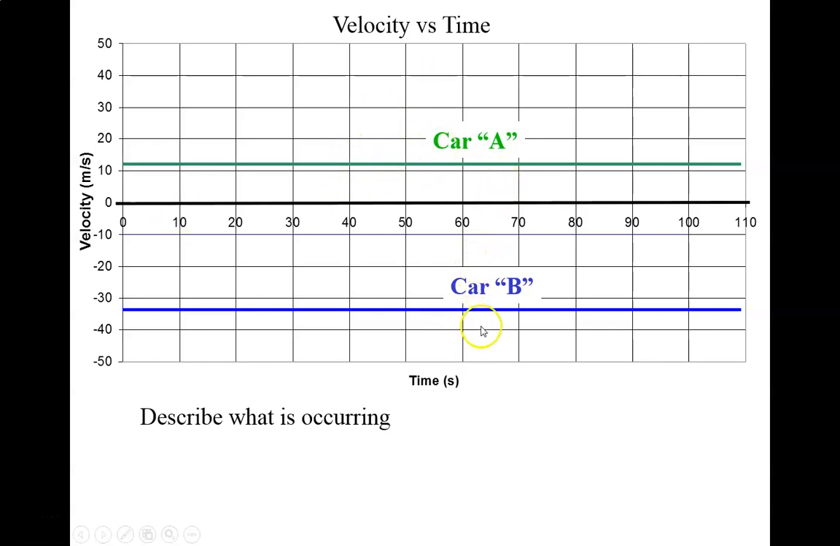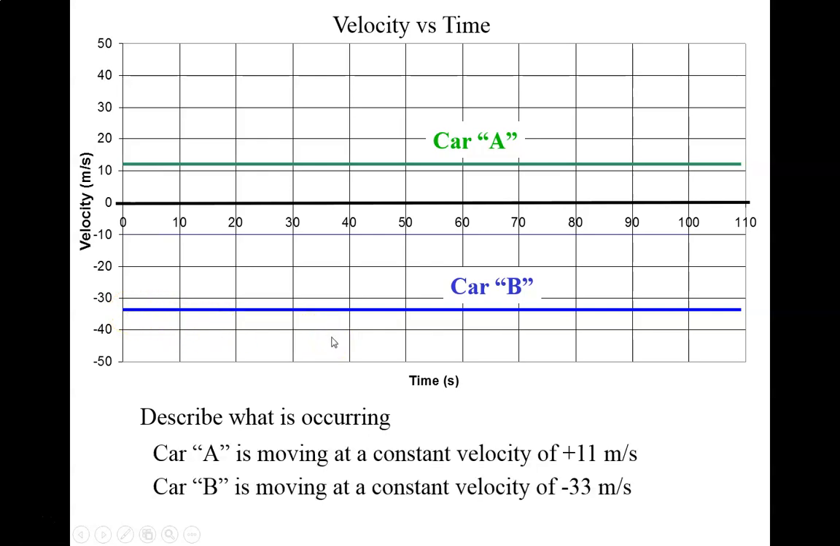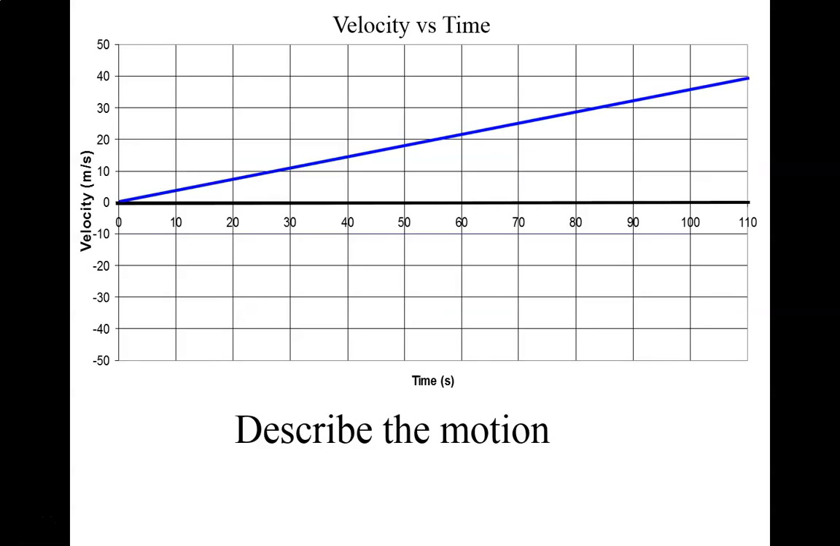What about car B? Car B is moving backwards at a constant, let's say, negative 33 meters per second. So again, you got to read these a little bit differently. Let's look at what this guy is doing. So the velocity starts out at 0 and then gradually increases. So this guy is moving forwards because he's in the positive velocity region, and his speed is increasing because it's moving away from the 0. Okay, it's increasing. So moving forwards and speeding up.